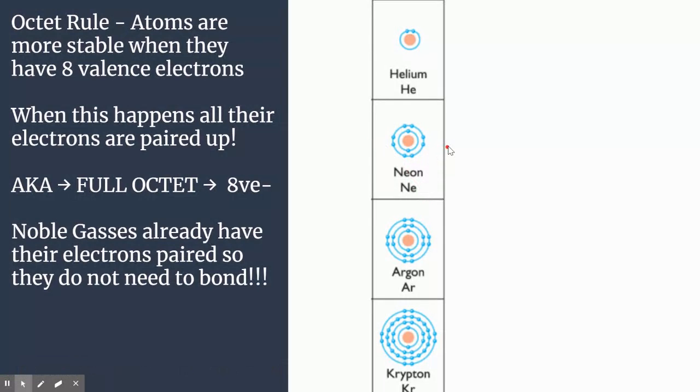They do not react because all of their valence electrons, the outermost electrons, already have a buddy. They're already paired up. They do not need to find someone else. Atoms that do not have 8 will need to bond so that they can get 8. Now, helium is special. It has 2, but those 2 are paired up together, which is how we know that they are not going to bond. They're hanging out together, so we're not going to see them in a reaction. They're not going to bond because their electrons are already paired up. So helium only needs 2 to be happy.